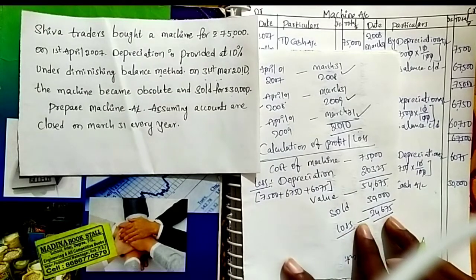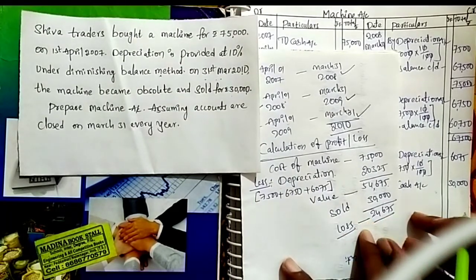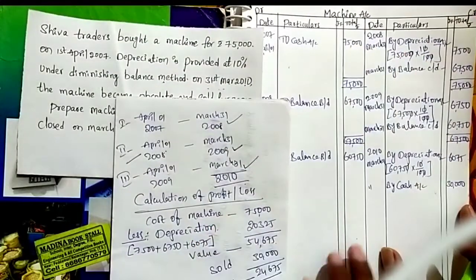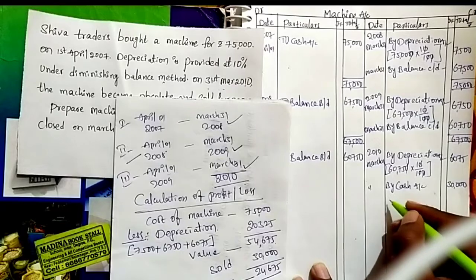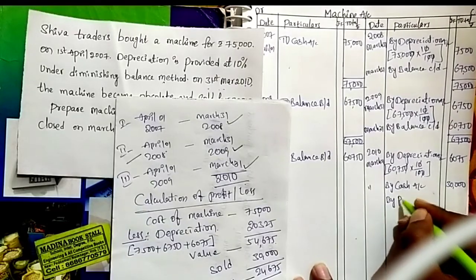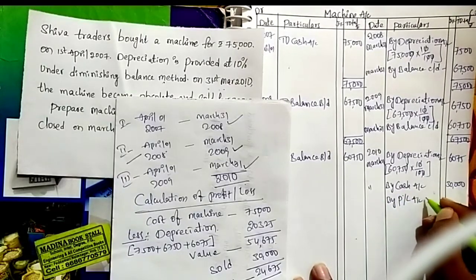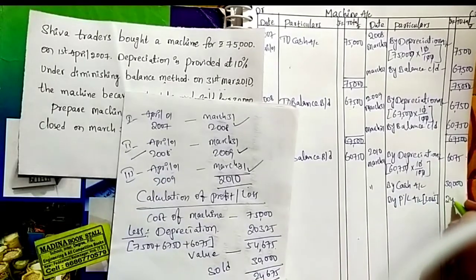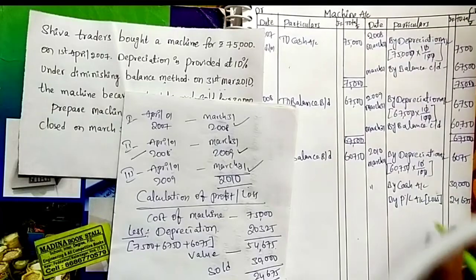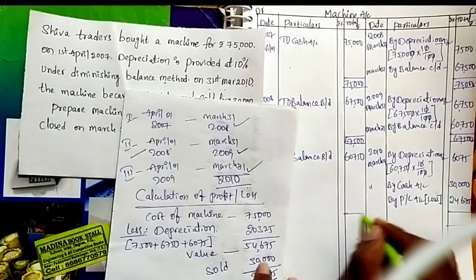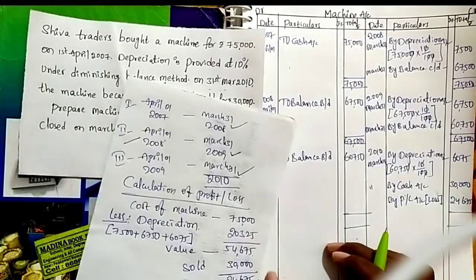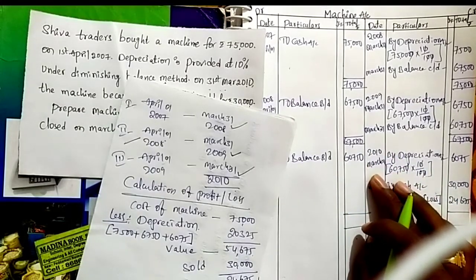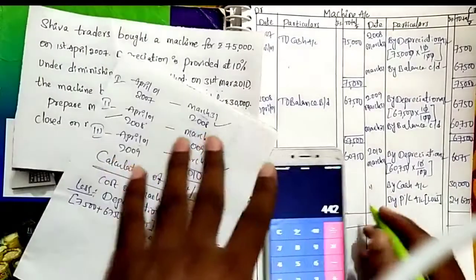At the time of loss, the profit and loss account is debited, so automatically the machinery account is credited. We write on the credit side by profit and loss account, bracket loss. How much? 24,675. Next, there is no balance to carry because the machine is sold in this particular year. That's it.